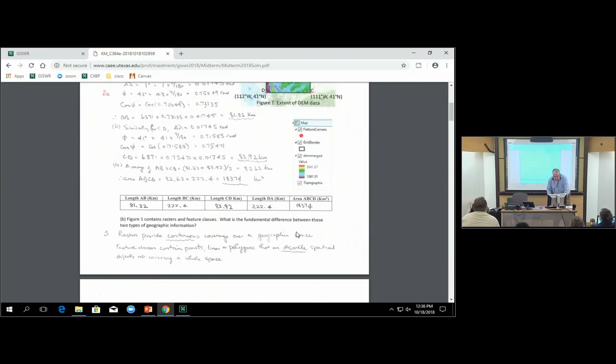Then you're asked what's the difference between raster and feature classes, and I really set this problem up so that you've got some feature classes here, some points at the corners, and also a raster for the DEM. Actually, strictly speaking, the topographic map is a raster as well. So what I was looking for here was that rasters provide continuous coverage over a geographic space, and many of you mentioned they have grids and they have cells and all that. That's true. Feature classes contain points, lines or polygons that are discrete spatial objects that don't cover an entire space. Those are the things that I was looking for.